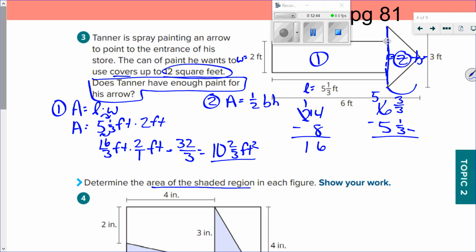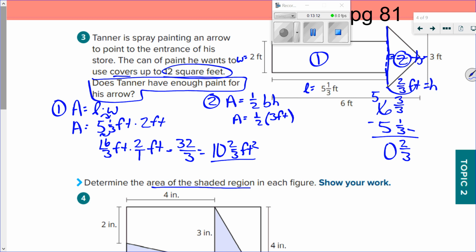Okay, now I just subtract. 3 minus 1 is 2 thirds. Once I get my common denominator, I don't do anything else with it. 5 minus 5 is 0, so that means this is 2 thirds of a foot. Does that make sense? Okay. Now I have my base and my height identified. This is my height. So I put in, area is 1/2 times 3 feet times 2/3 feet. Is everybody okay with this? Yes. Liam?